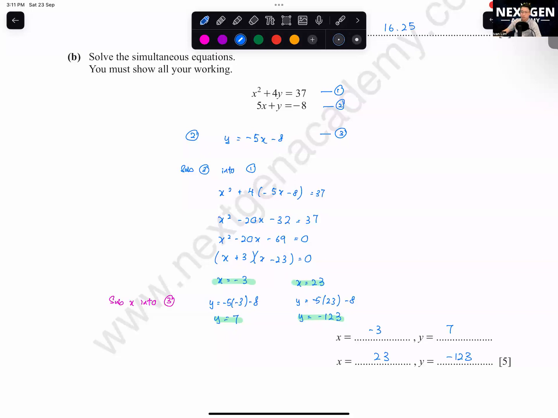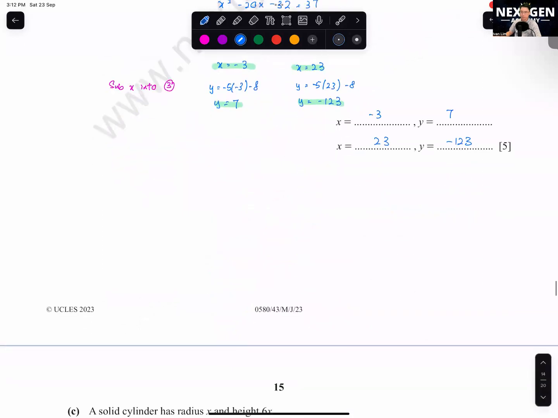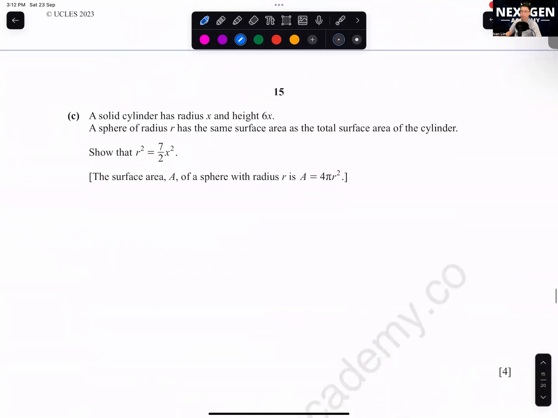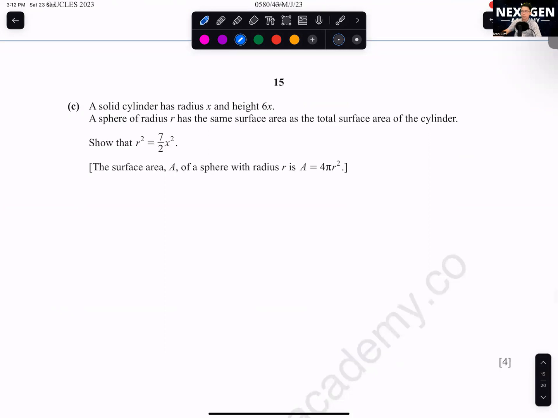Okay. Question C. Normally the final answer only gets maybe 1 or 2 marks. So you see, it depends on the marker's mood also, how they mark the paper. Okay, let's go to question C.